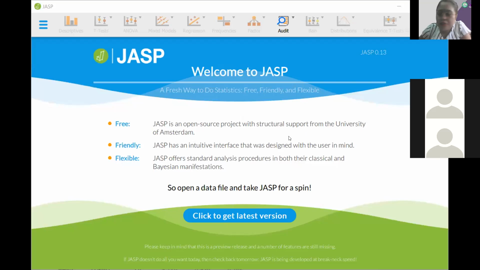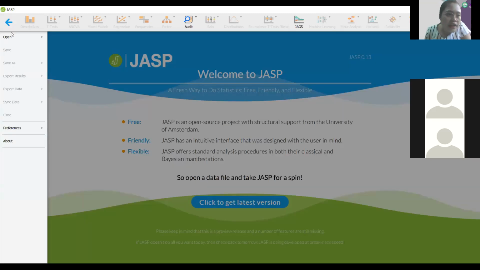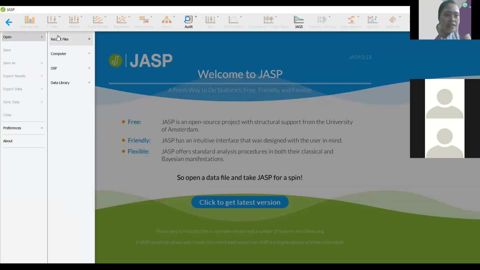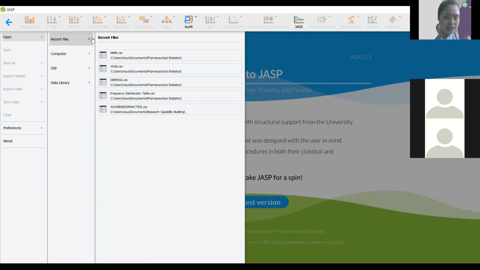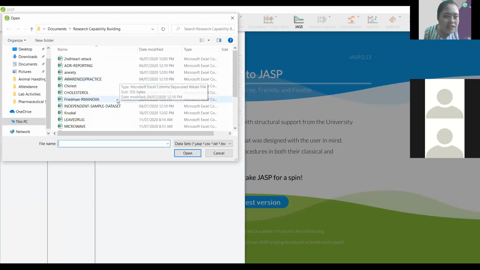Okay. So please open your JASP and I will add the set of data later. And then everything will start here at the upper left side corner. Click this and let's find the file. Sige, ito nakabutang sa akong research capability ata. And then, yeah, independent sample data set.